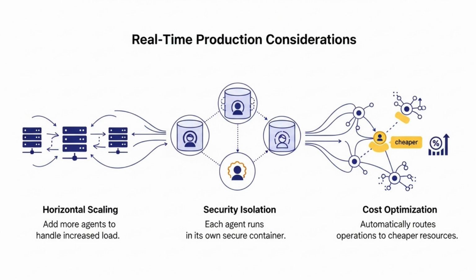Third, and often a major concern, is cost optimization. The system automatically routes expensive operations to agents with cheaper computational resources or API credits. This intelligent routing can reduce overall operating costs by a significant margin, often between 40 and 60%, making these complex systems economically viable for large-scale deployments. Understanding these production considerations is key to moving from an idea to a robust, real-world solution.